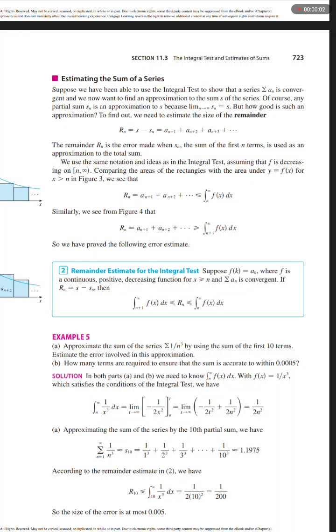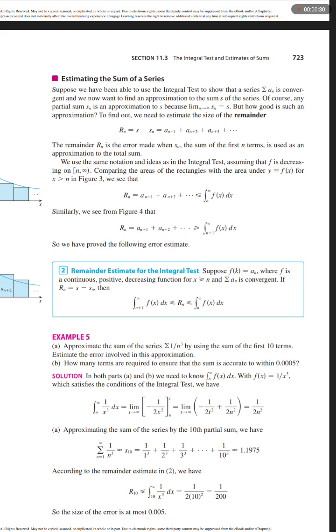Estimating the sum of a series. Suppose we have been able to use the integral test to show that a series, the sum of a sub n, is convergent, and we now want to find an approximation to the sum s of the series. Of course, any partial sum s sub n is an approximation to s because the limit as n approaches infinity of s sub n equals s. But how good is such an approximation?